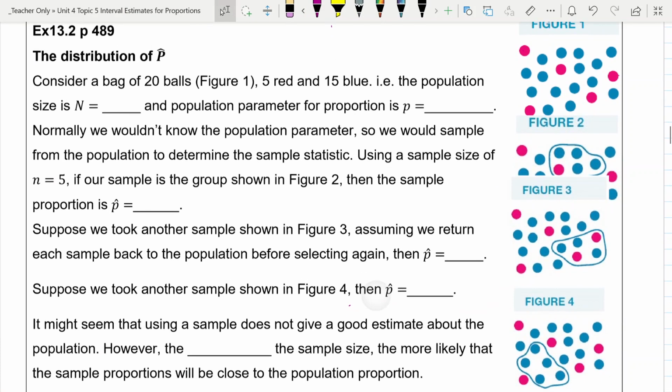Alright, grade 12s, today we're going to be looking at the distribution of p hat. And I want you to consider a bag of 20 balls. Inside this bag we've got 5 red balls and 15 blue balls. In other words, our population size n is 20.